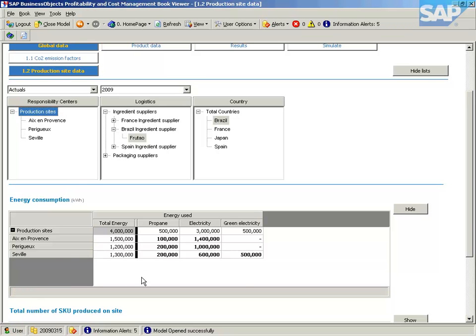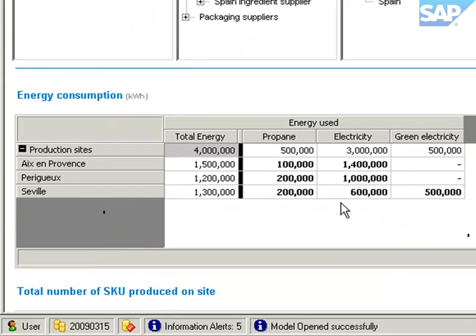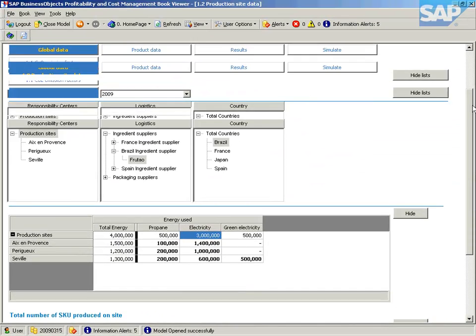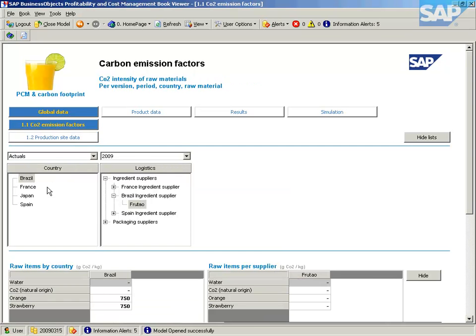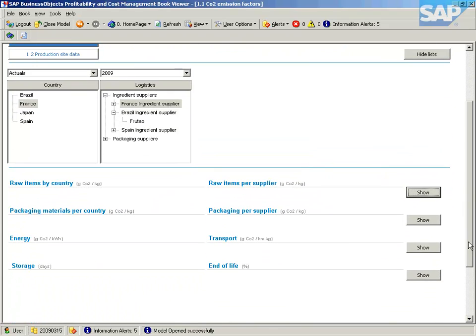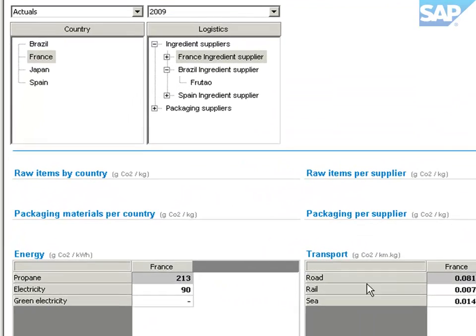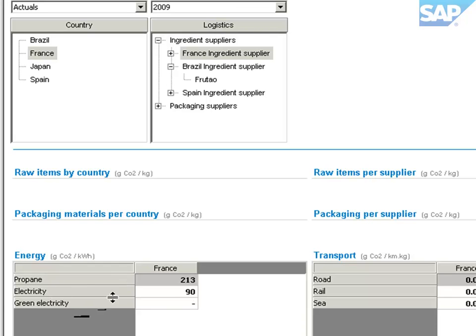So selecting total production sites, we can see here that we actually use slightly less electricity in Seville, in Spain, than we do in France. But even so, we're still generating more carbon. The other factor that was used for this calculation is the carbon emission factor. So if we choose France and focus on the energy portion of the equation, we can see here that within France, electricity generates 90 grams of CO2 per kilowatt hour.